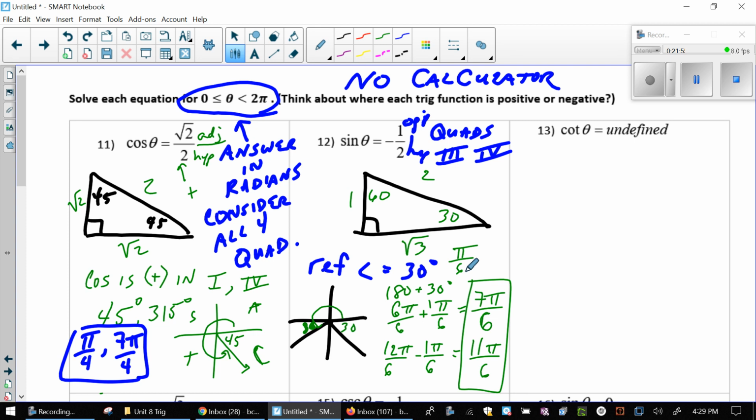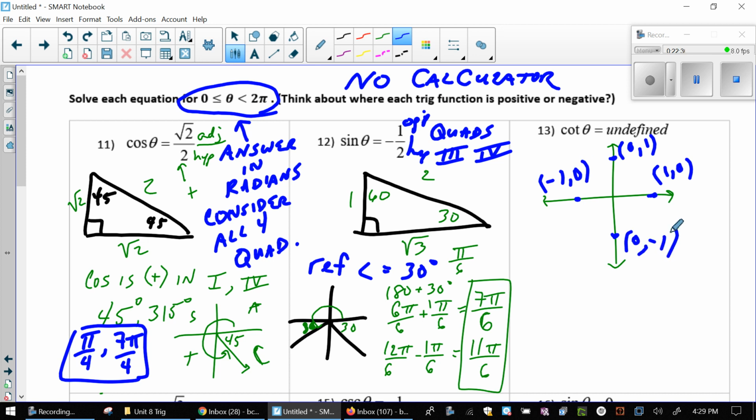Next one, where is cotangent theta undefined? All right, so this is a reciprocal function, so I got to think about it like this. If we draw this unit circle, it doesn't matter if you use 1 for these points or 2 for these points for your coordinates, whatever you guys want to use, but write your coordinates out there. So if we use 1, 1 comma 0, 0 comma 1, negative 1 comma 0, 0 comma negative 1.